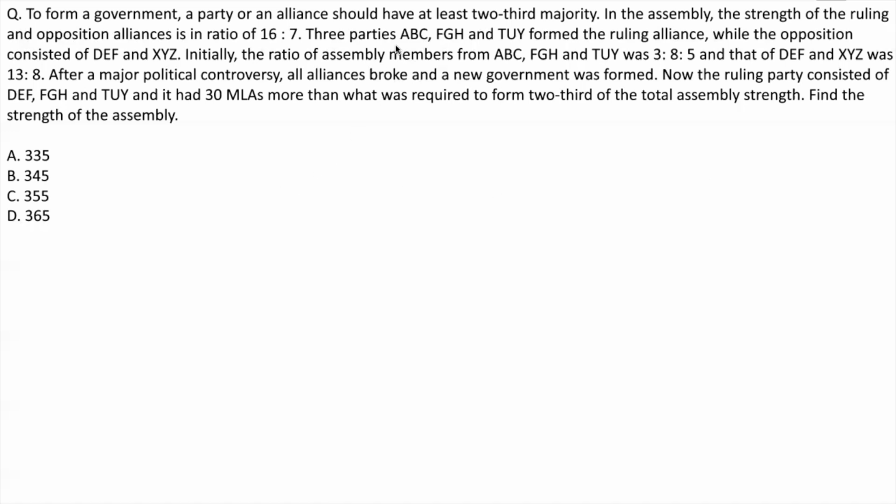All right, guys. So there are three parties: ABC, FGH, and TUY, who are forming the ruling alliance, right? And DEF and XYZ form the opposition. So ruling alliance and the opposition. Now, as per the question, the ratio of these three number of members is 3:8:5. Now, if this is the ruling alliance, the total will be 3 plus 8 plus 5 corresponding to 16 units. And the opposition consists of DEF and XYZ.